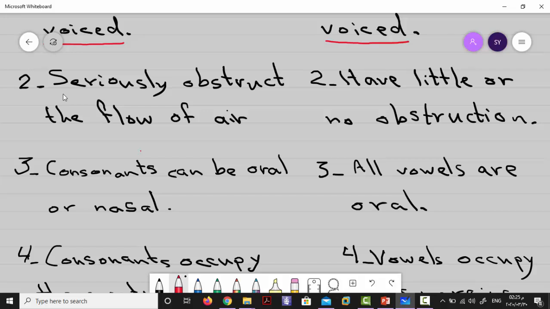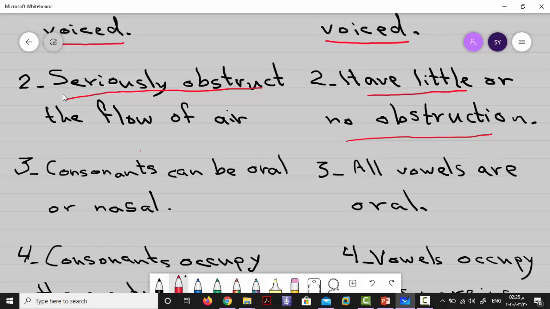When it comes to the production of consonant and vowel sounds, consonants seriously obstruct the flow of air as it passes from the lungs to the mouth. Whereas vowels have little or no obstruction to the flow of air as it passes from the lungs to the mouth.